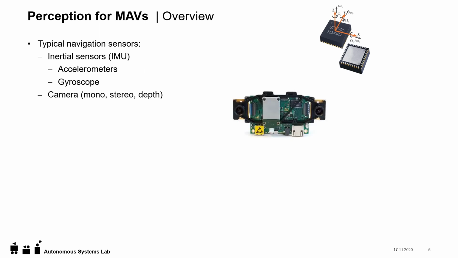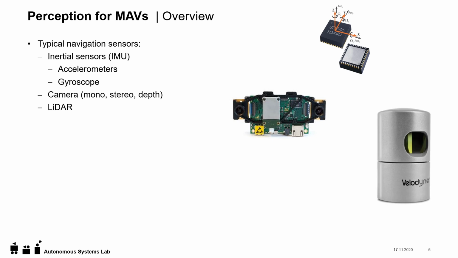Often we also have cameras on the system to be able to visually perceive the environment. Depending on the use case, this can be high-frequency mono cameras, stereo pairs, and depth cameras. More and more, LiDARs are a feasible alternative for sensing on MAVs. 10 years ago, LiDARs were usually too big and too heavy and too expensive to mount on a flying vehicle. Nowadays, there are LiDARs like the Ouster OS1, for example, that are in the range of a few hundred grams and are as such feasible to be flown with a drone.